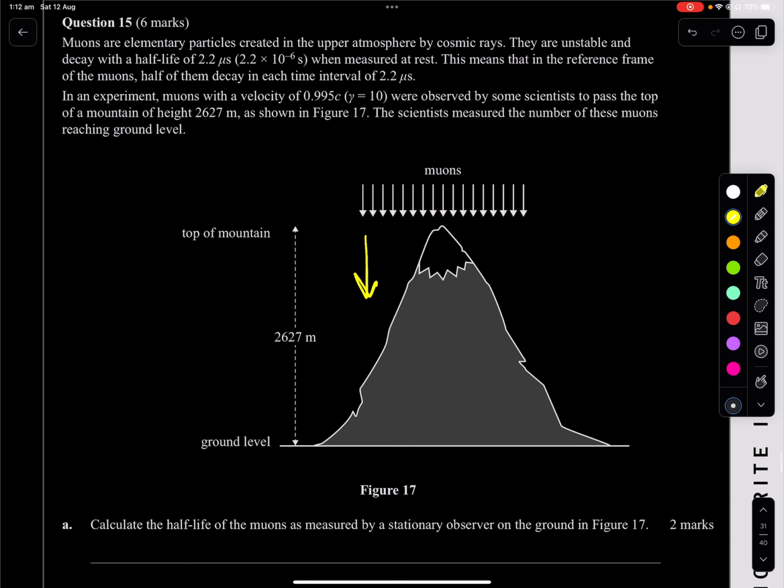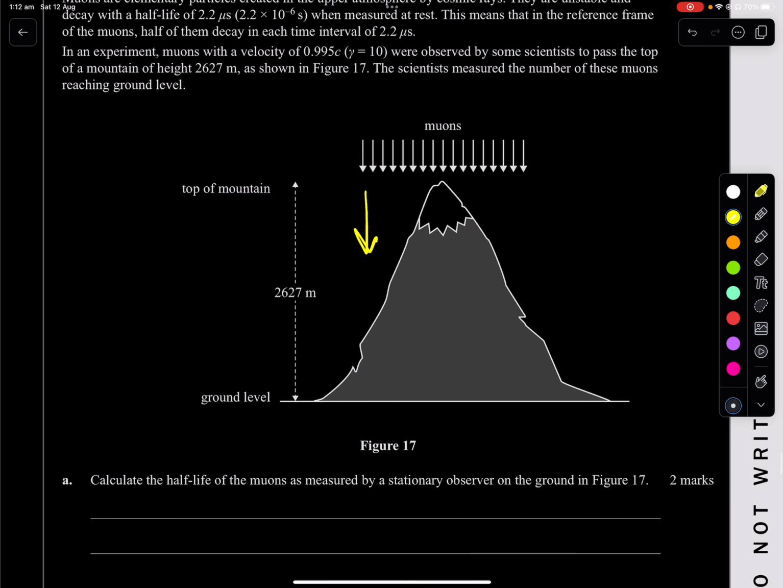So, what's happened is that for us, when we're looking at it, time pretty much.